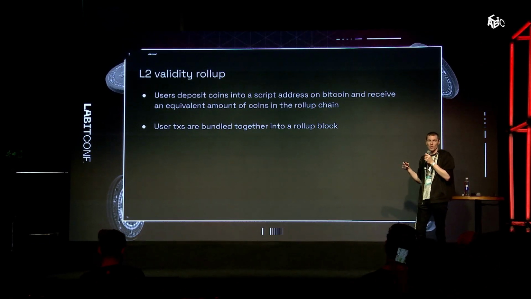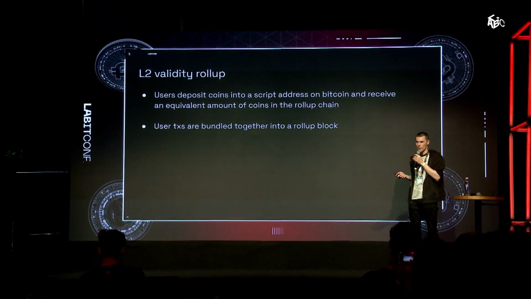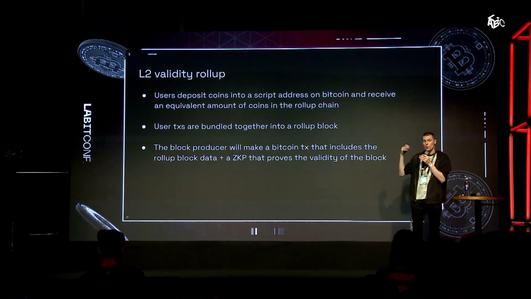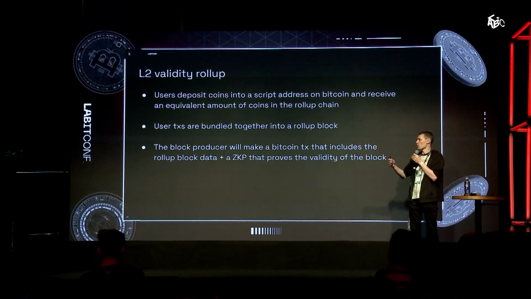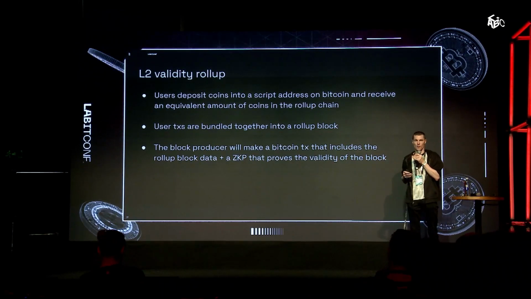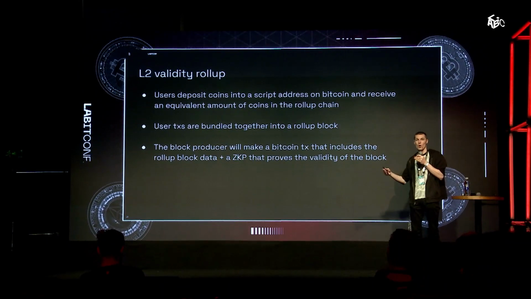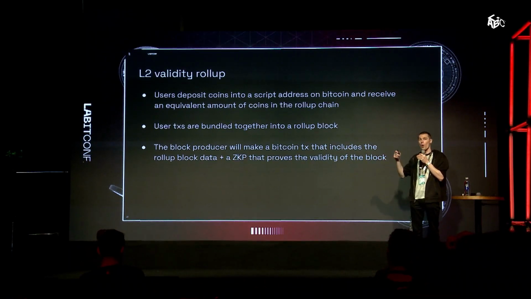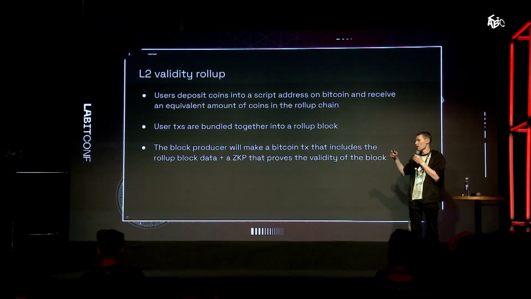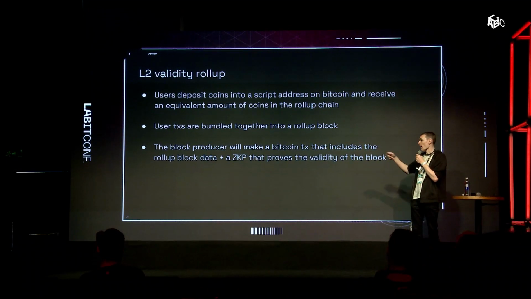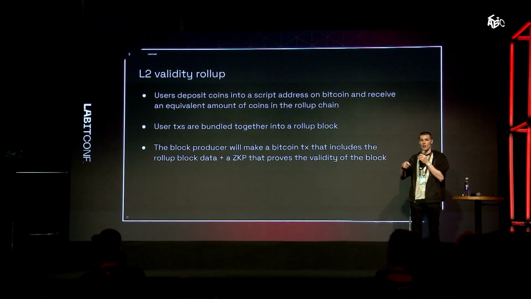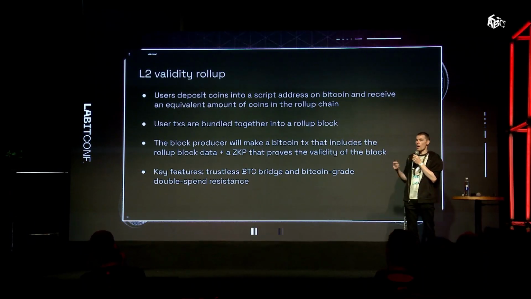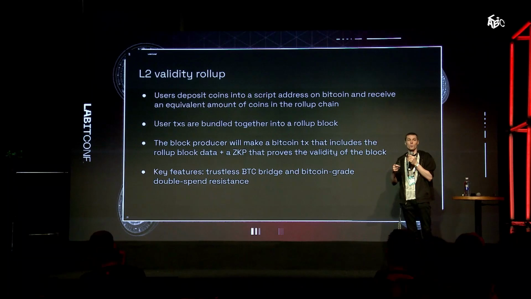Then there's a block producer who will bundle user transactions together in a rollup block and then make a Bitcoin transaction that includes the rollup block data plus a zero-knowledge proof that proves the validity of the block. And layer 1 full nodes are actually going to verify that this zero-knowledge proof is correct, and they will only allow the rollup state to be updated if the rollup block data and a correct zero-knowledge proof is confirmed on Bitcoin layer 1.